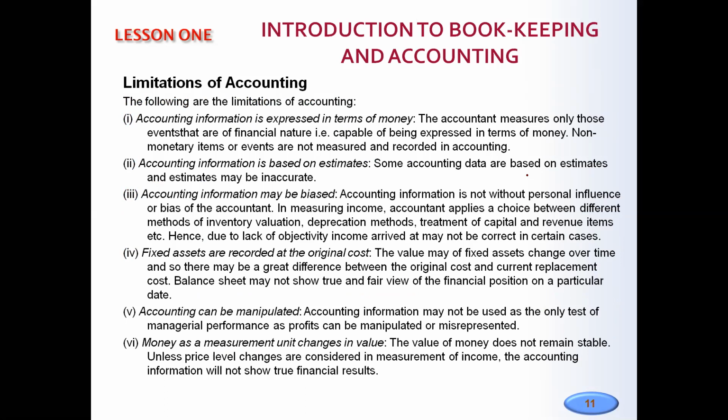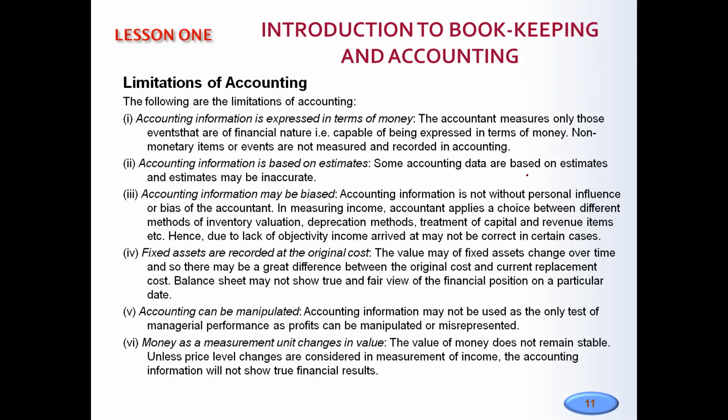As good as accounting is, it has some limitations too. It has some hiccups. So let's look at those limitations. These are some of the limitations that accounting has. Number one, accounting information is expressed in terms of money. So invariably, the accountant measures only those events that are of a financial nature, that is, those events that are capable of being expressed in terms of money. Non-monetary items or events are not measured and recorded in accounting.